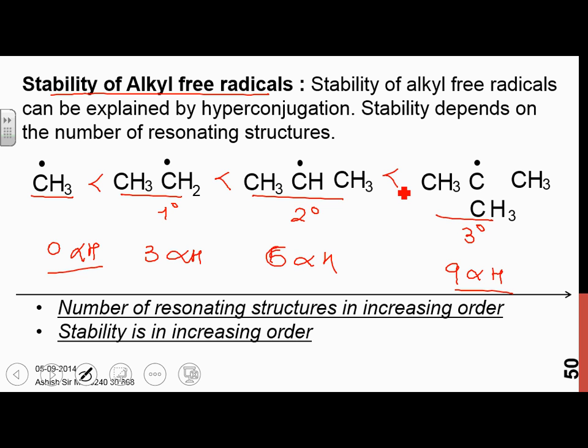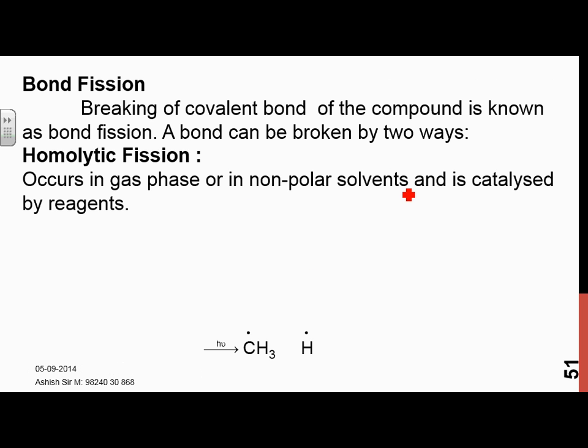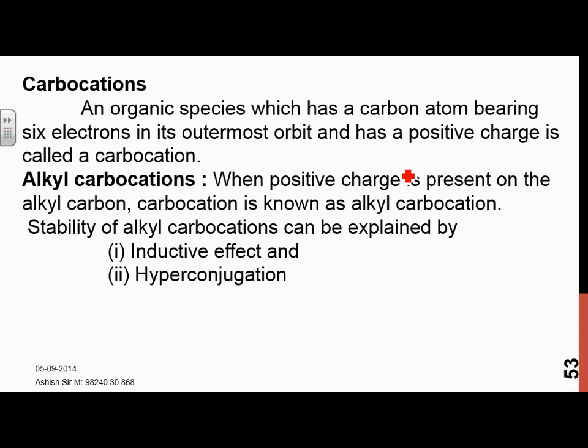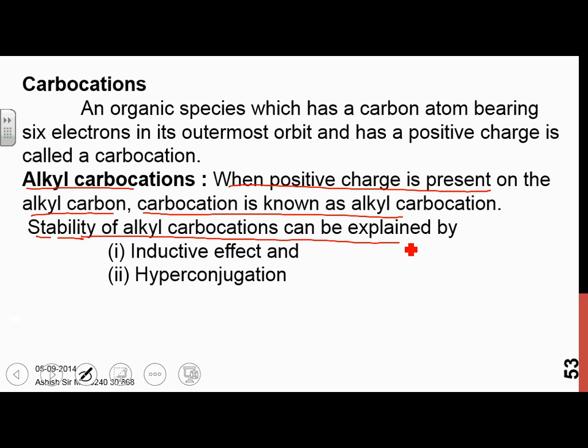We will continue. So this was hyperconjugation. Bond fission we have already learned. We have already learned heterolytic fission. We have learned carbocations. Now, actually, this topic also I left in the middle. Topic was alkyl carbocations, and we know what is alkyl carbocation. When a positive charge is present on an alkyl carbon, it is known as alkyl carbocation. Stability of alkyl carbocation can be explained by two methods. One is hyperconjugation. Just now I had explained. The second method I'm going to explain.